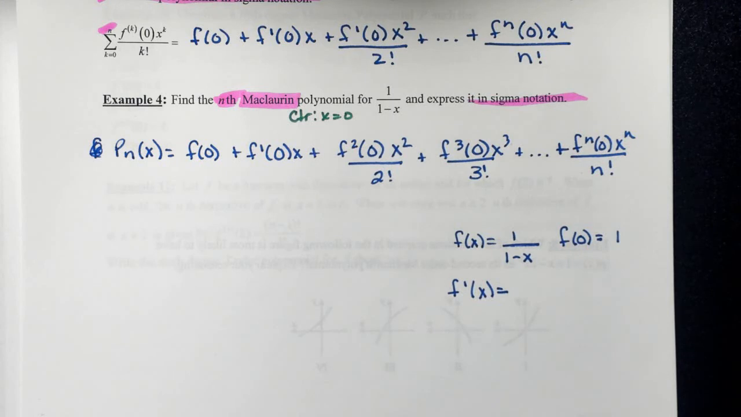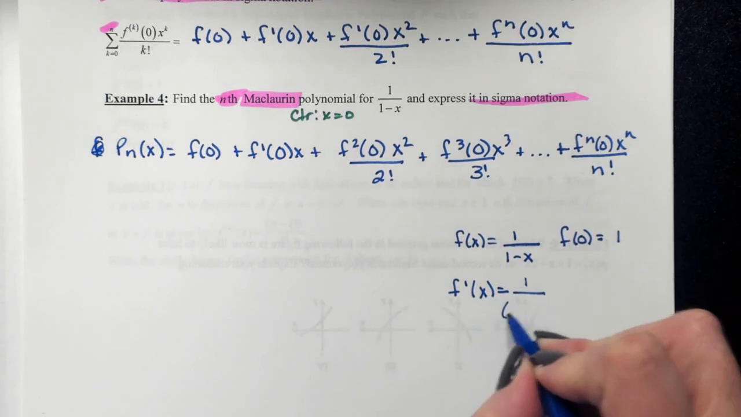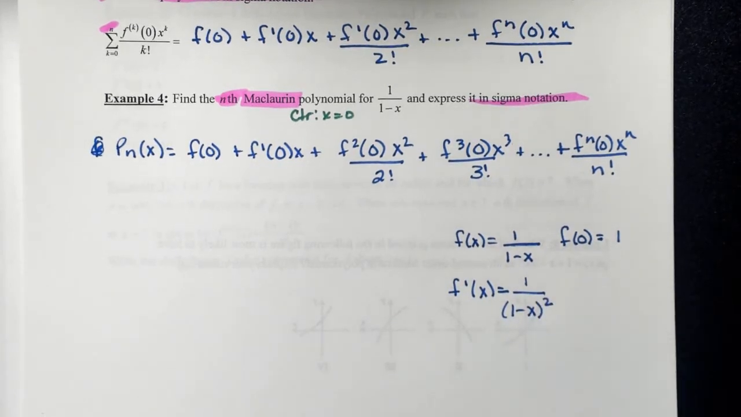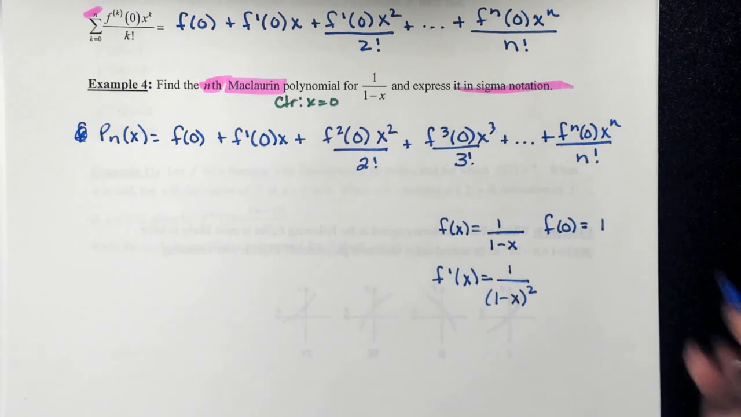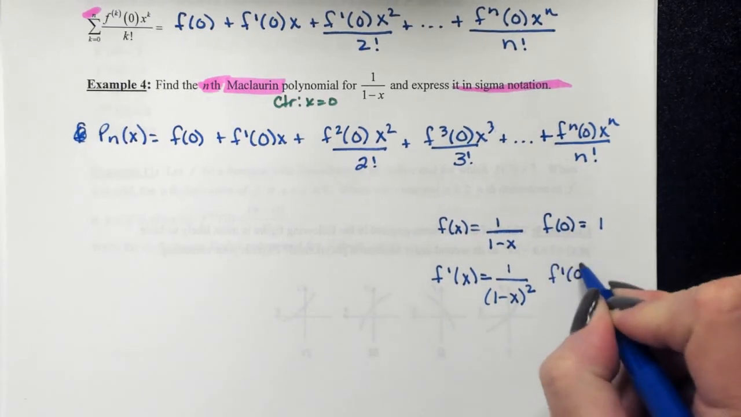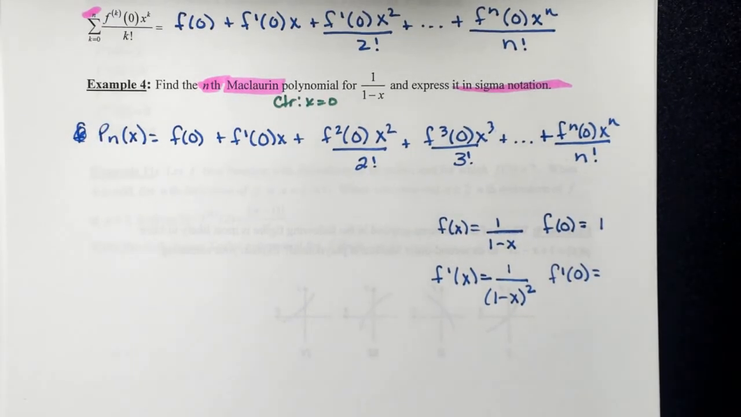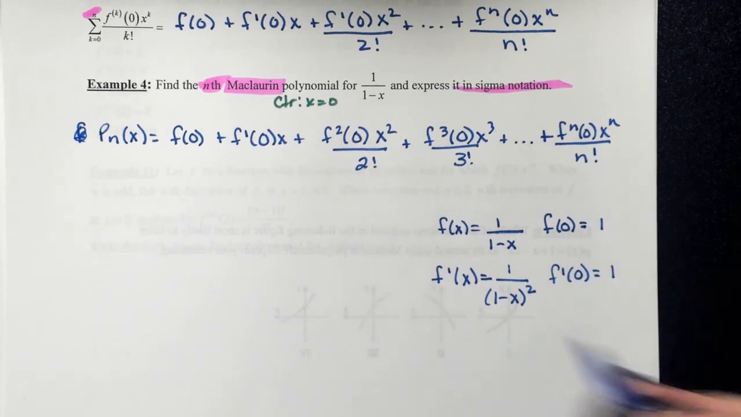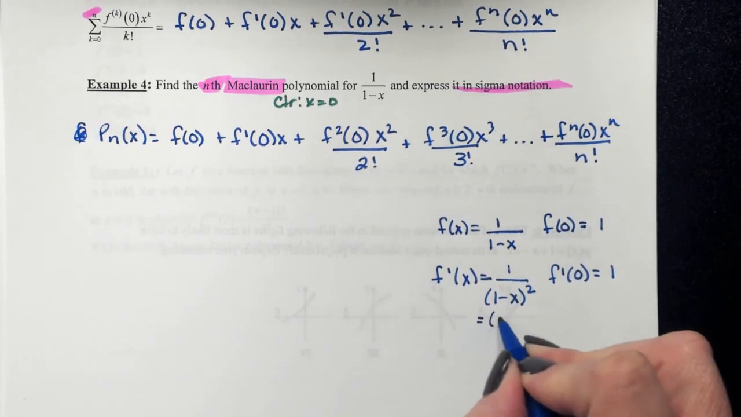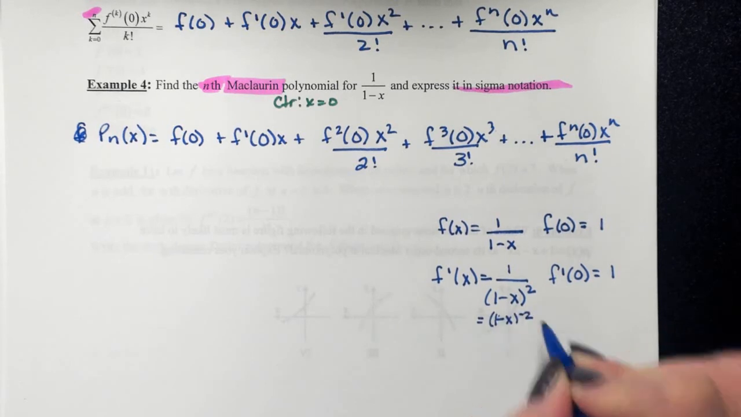So it's going to be negative 1 times 1 minus x raised to the negative second times what? Negative 1. So really this is going to be 1 over 1 minus x to the second, correct? Okay. Just remember how we do those derivatives here. So we have 1 over 1 minus x to the second. So then I need to know what f prime of 0 is going to be. F prime of 0 is also going to be what? 1. So remember, f prime of x can also be written as 1 minus x to the negative second.